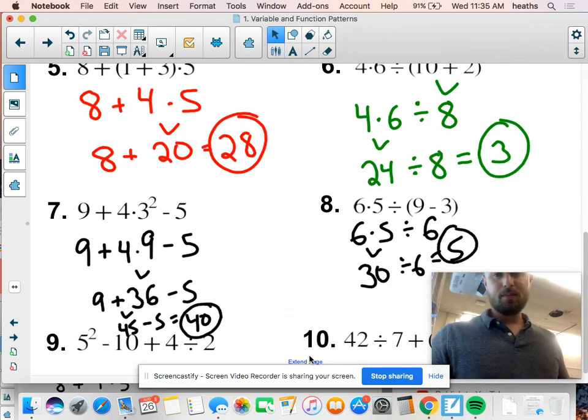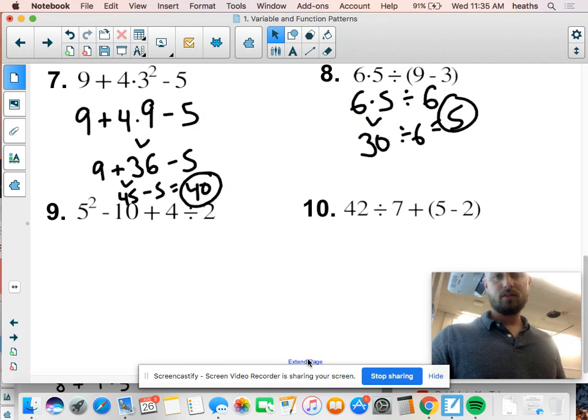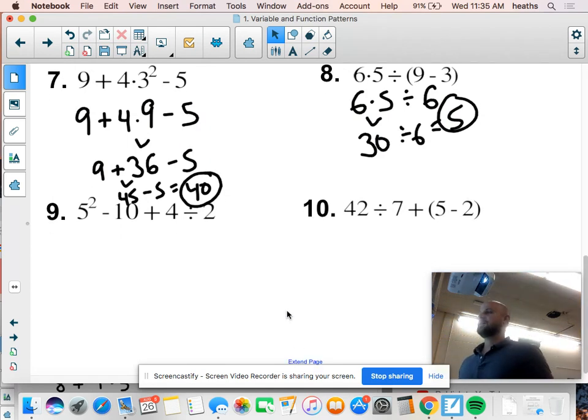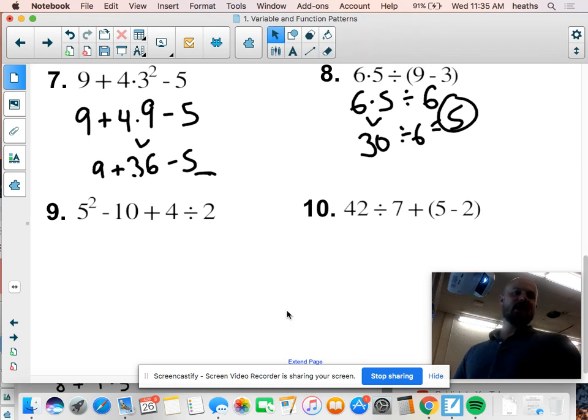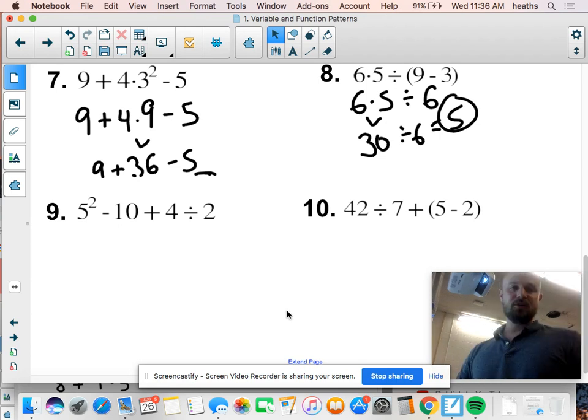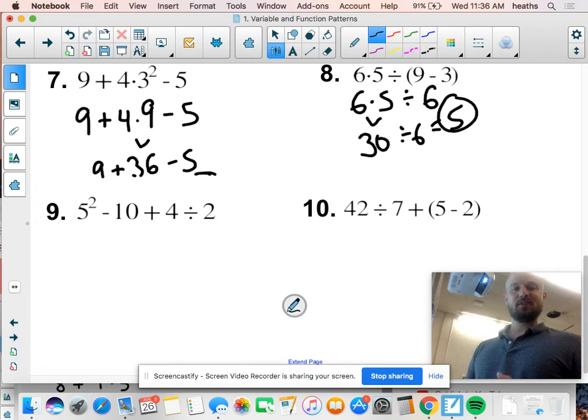Let me extend the page once. There it is. Okay, so now we have 5 squared minus 10. I'm going to erase the bottom of that problem number 7 just so we can see this one clearly. 5 squared minus 10 plus 4 divided by 2. We do not have a parenthesis, but we absolutely have an exponent. So we need to figure that out first.